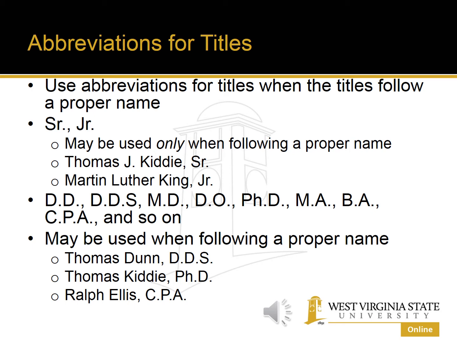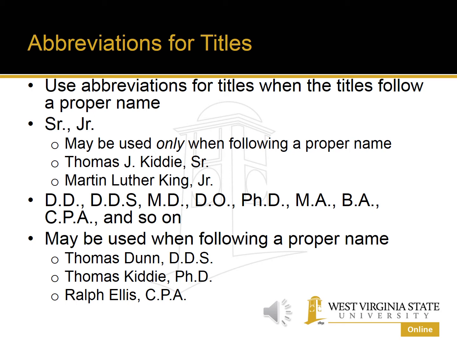Then we have other titles such as DD, DDS, MD, DO, PhD, MA, BA, CPA, and so on. These may also be used when following a proper noun, or alone in a sentence if the meaning is clear. So, for example, Thomas Dunn, DDS. Thomas Dunn is a dentist. Thomas Kitty, PhD. Thomas Kitty has a doctorate in philosophy. Or Ralph Ellis, CPA. Ralph Ellis is a certified public accountant. So when you're using these in a sentence, for example, I earned my MA in 1983 and my PhD in 1987.